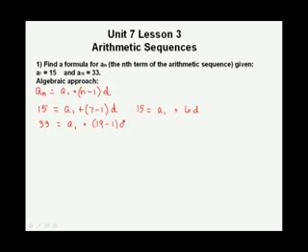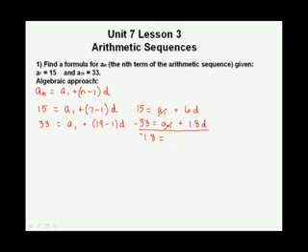Now I can also do the same thing for the 19th term, which is 33. 33 equals a sub 1 plus 19th term minus 1 times the common difference d. Again, I'll simplify: 33 equals a sub 1 plus 18d. Now, the reason why I did that is I actually want to find the first term and the common difference so that I can write my general expression for the nth term. So I'm looking for a sub 1 and for d here.